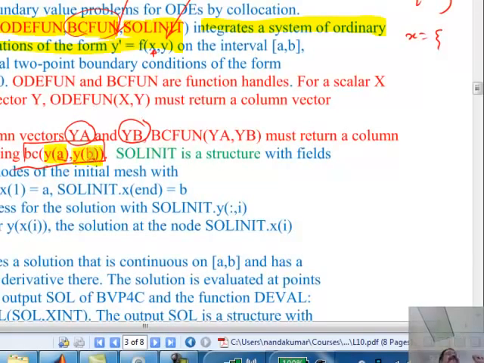Yeah. This is taking the first row. Remember, in an array, the first index refers to the row, the second index refers to the column. So here it says, take the first row, all the columns. So this sol.y is actually an array which contains two rows and 10 columns. Okay, so it is taking the first row and all the 10 columns. Question?